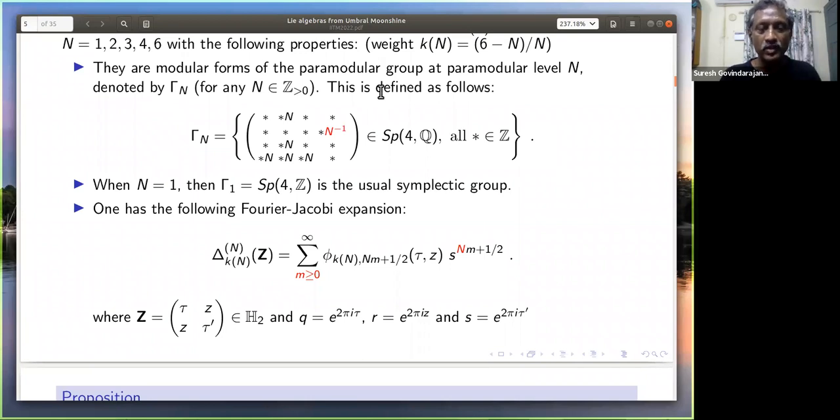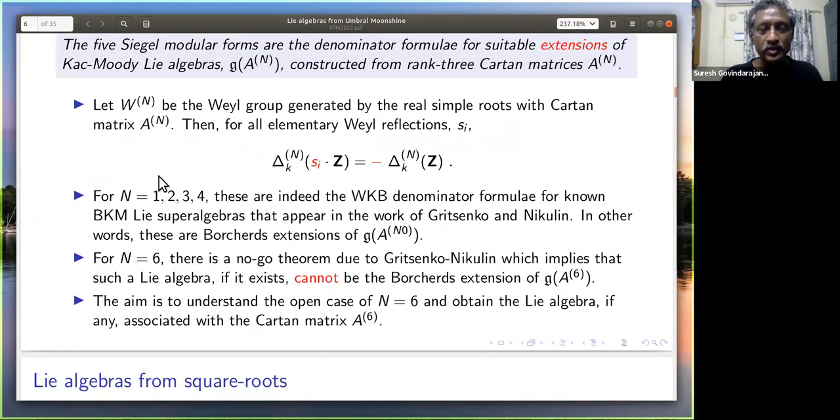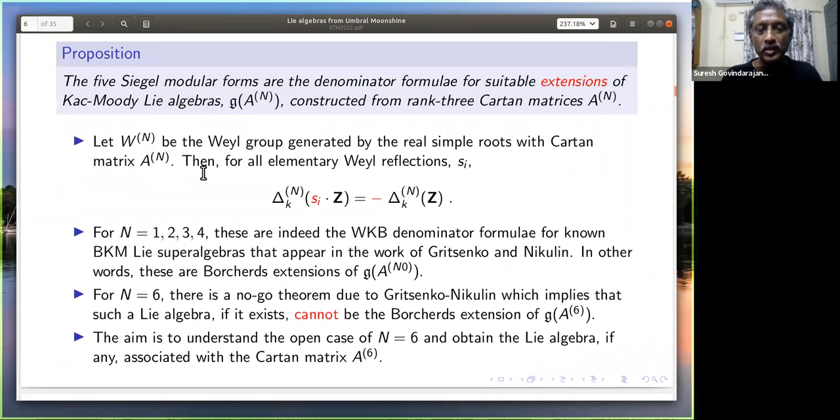And let me just explain a few things. So let W be the Weyl group generated by the real simple roots with Cartan matrix A_n. Then for all elementary Weyl reflections S_i, it changes sign. Okay, this is a property of every denominator formula: under elementary Weyl reflections, it flips sign. So what this means is that under the Weyl group, this transforms nicely and covariantly, for all n equal to 1, 2, 3, and 6. Okay, that's a very important property.